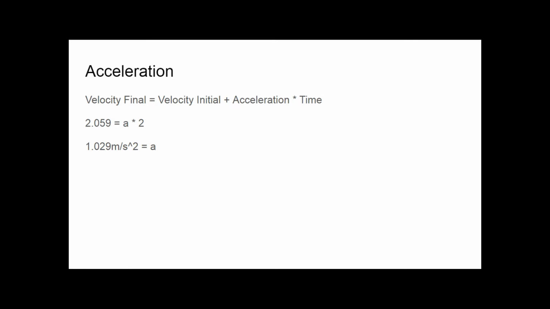In acceleration, we first need to find the final velocity. We can find the final velocity by dividing distance over time. Velocity final would then equal 4.118 divided by 2, which equals 2.059 meters per second. And to find the acceleration, we'd use velocity final equals velocity initial plus acceleration times time. That would be velocity final, which is 2.059, equals velocity initial, which is 0, plus acceleration times time, which is 2. We'd have to divide both sides by 2 to equal 1.029 meters per second squared for the acceleration.